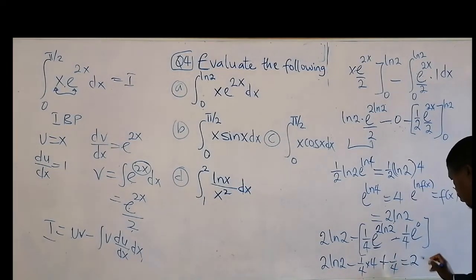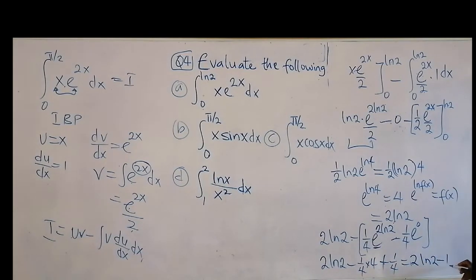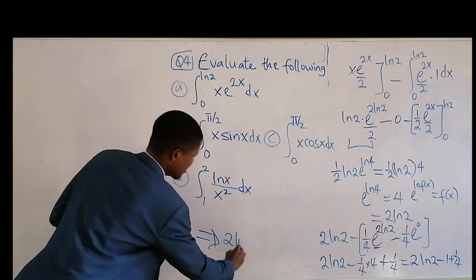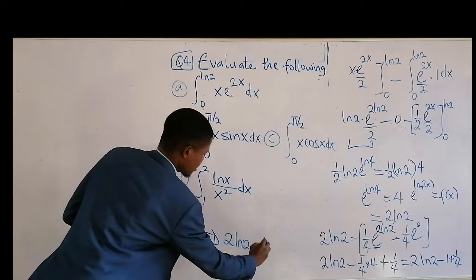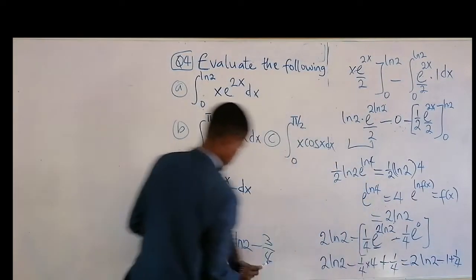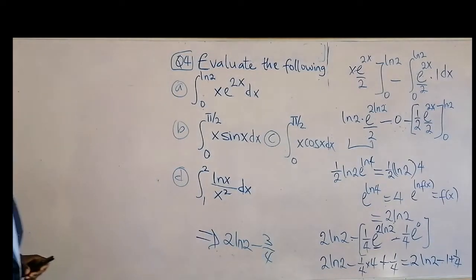So we have 2 ln 2. 1 over 4 times 4, that's 1. So minus 1 plus 1 over 4. So for question 1, the answer is 2 ln 2 minus 3 over 4, because minus 1 plus 1 over 4 will give us minus 3 over 4. And that's that on question 1.